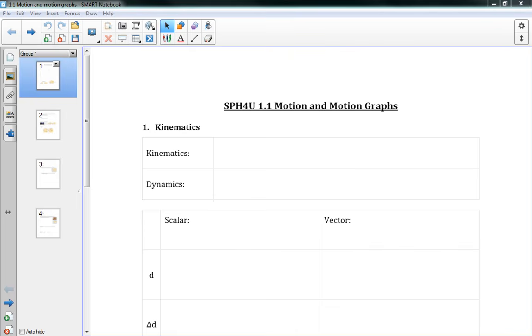This is the very start of the dynamics unit, and the first lesson is on motion and motion graphs. This is mostly going to be looking at lessons that we've learned in grade 11 and just refreshing our memory on how things work.